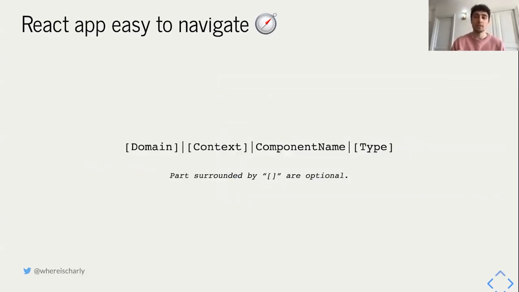The React components had to follow this convention that was made of 4 parts, with one mandatory, which was, of course, the component name itself. So let's have a closer look at what it means and how it helped us to scale.